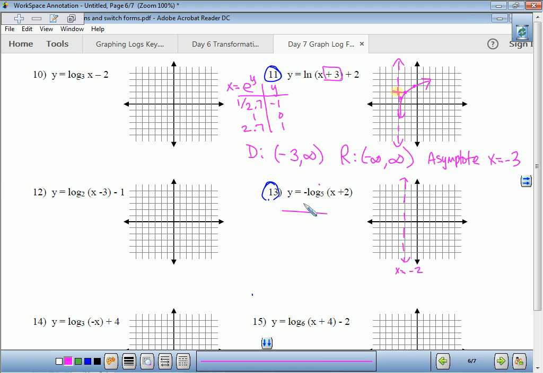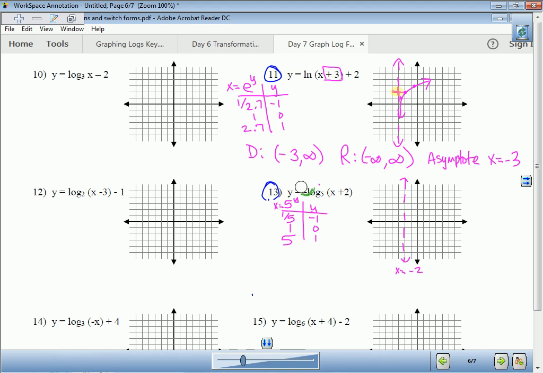Okay, this is base 5 this time. So my x values are 5 to the y. So it would be 1/5, 1, 5. But would it be negative? Okay, we're about to talk about what that negative does.